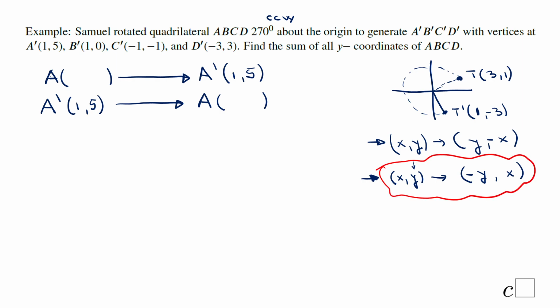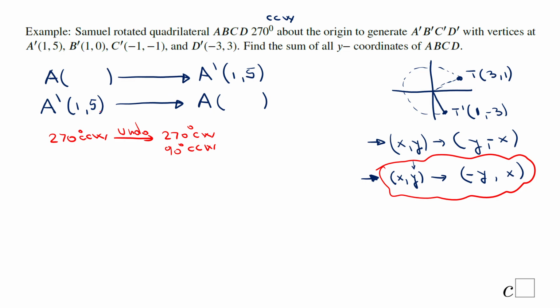Undo the transformation. 270 degrees clockwise. If I undo this one, that means I'm going to do what? 270 degrees. I'm sorry, this is counterclockwise. I'm going to do a 270 degree clockwise or 90 degree counterclockwise. All right. Good.